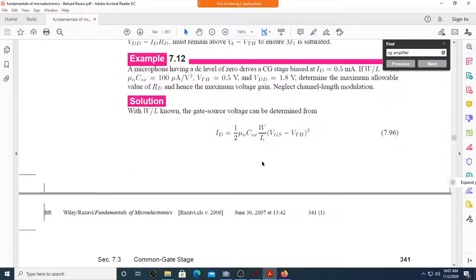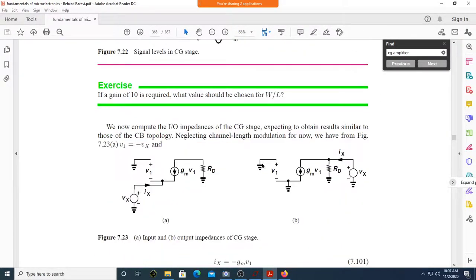Correct? Yes, sir. Okay, of course, we are supposed to find the input impedance as well as the output impedance of this amplifier also. As we found for the CS amplifier, a few parameters that are important to know for any amplifier are the voltage gain, input impedance, and output impedance. How do you measure input impedance? You apply the input voltage here.